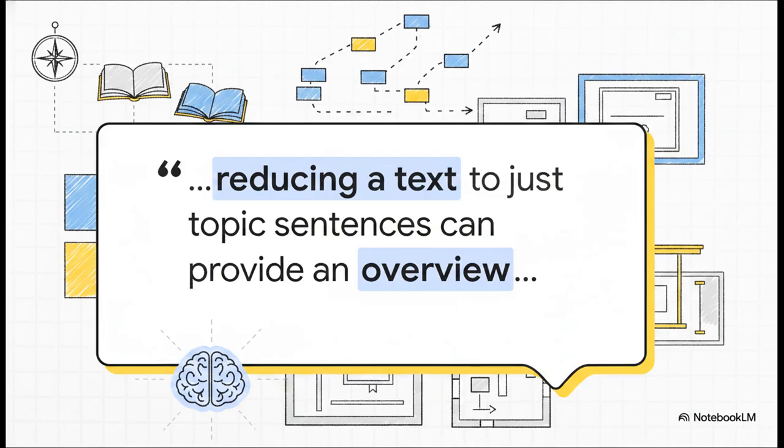And look, this isn't just some lazy shortcut. It's a rigorously proven academic technique for efficient comprehension. As our source explicitly notes, quote, "reducing a text to just topic sentences can provide an overview which helps the reader navigate content," end quote. You instantly comprehend the organization of the ideas. You can always go back and close read the supporting details later if you really need to, but this gives you that immediate, big picture structural map.